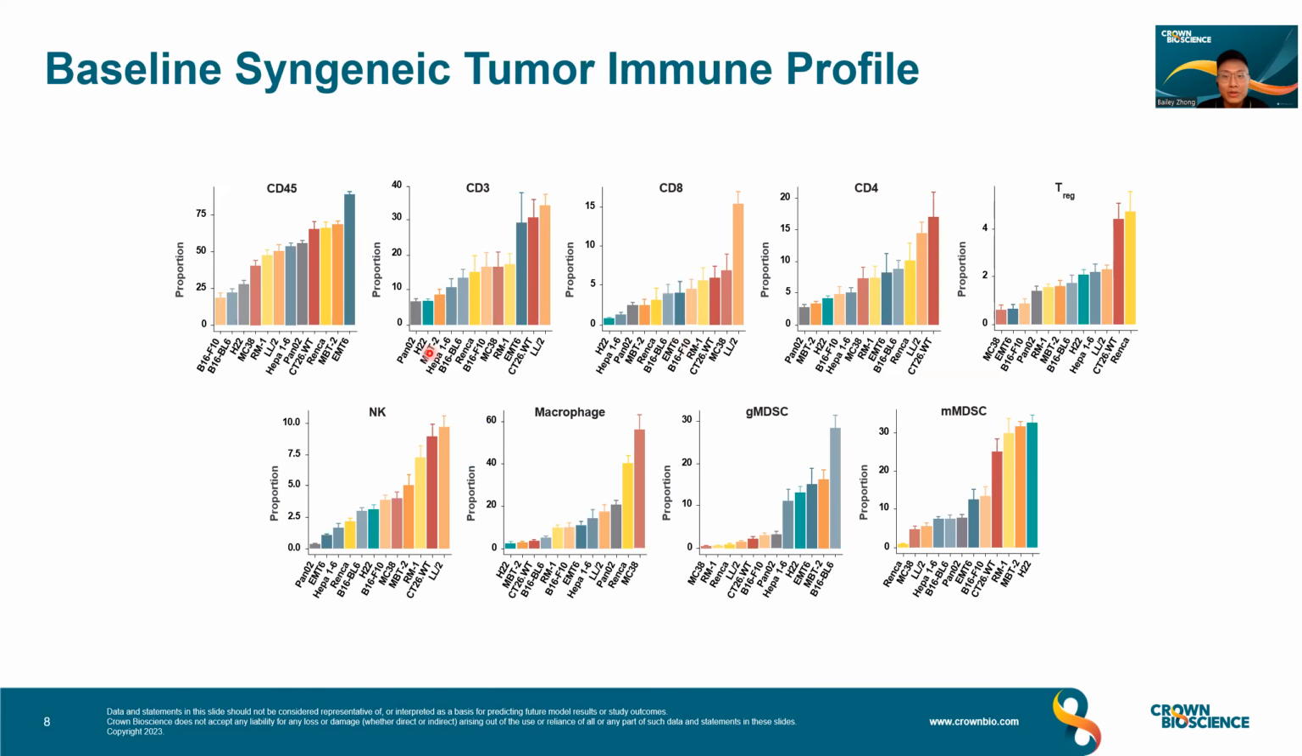Next, we looked at the tumor-infiltrated immune cells of these 12 popular models. The immune profiling of each model is quite different, including the infiltration ability, effector cells percentage, and the suppressive cell ratio.